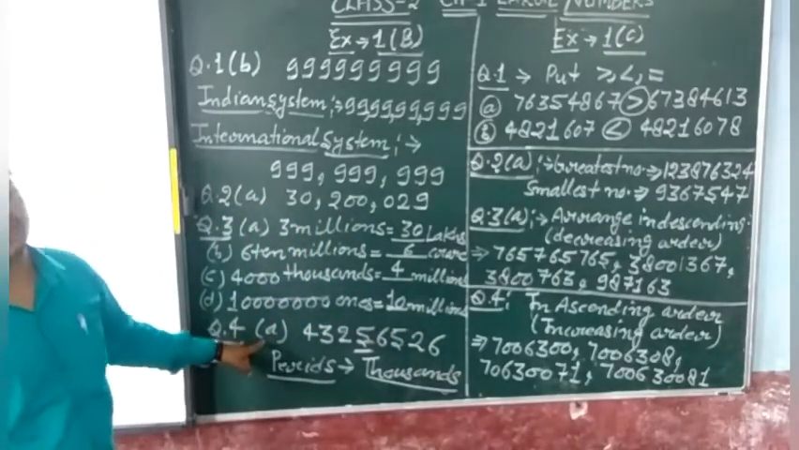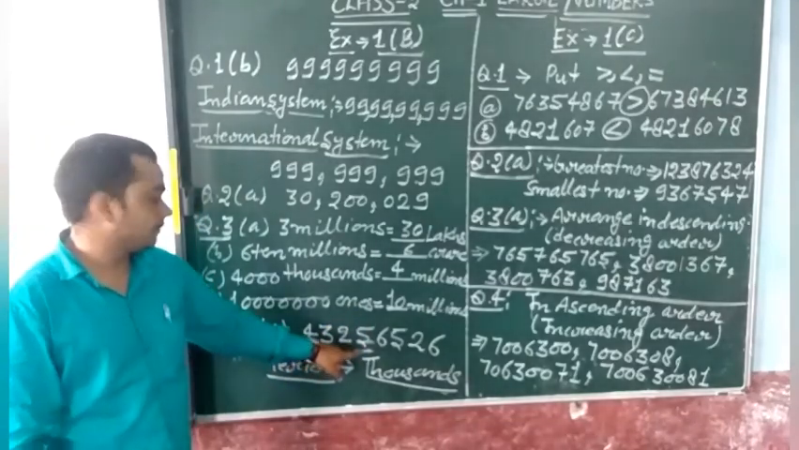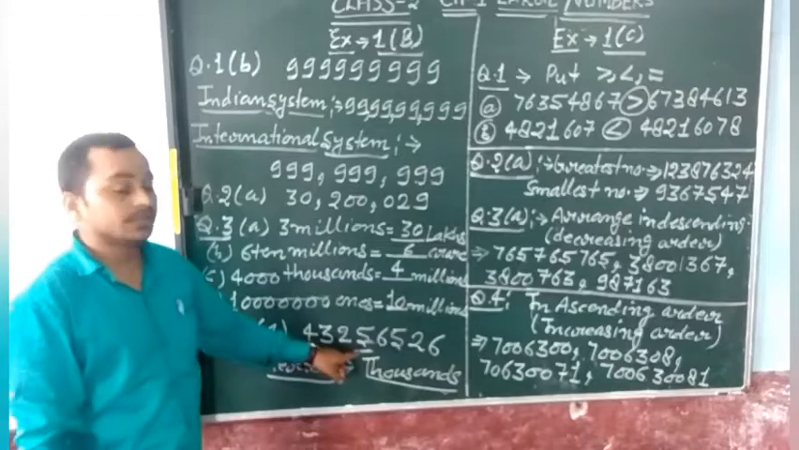Next, question number 4, write the periods of the underlined digits. Here we underline the 5. So which period is 5 in, according to the international system?